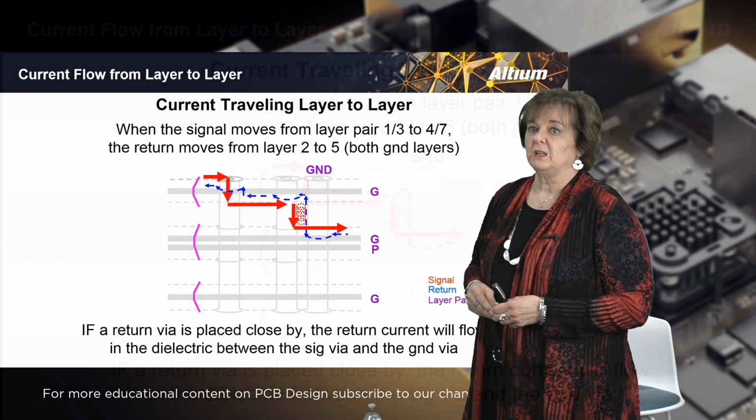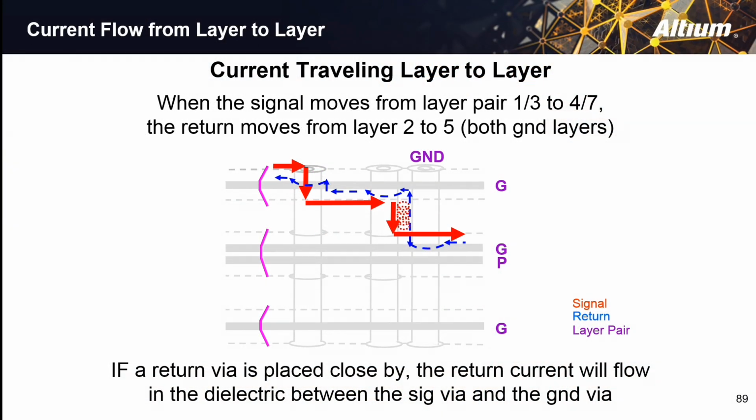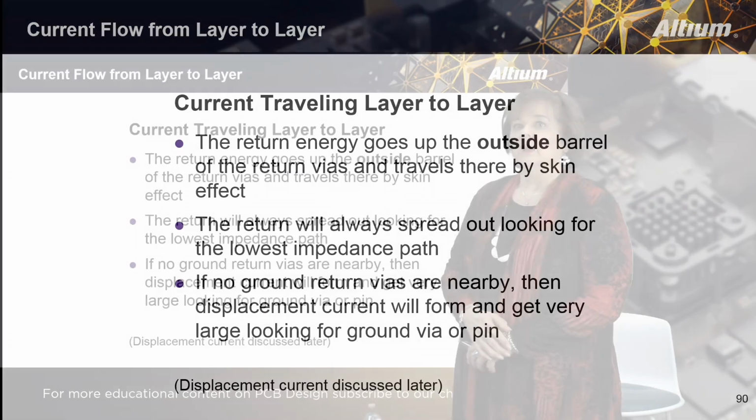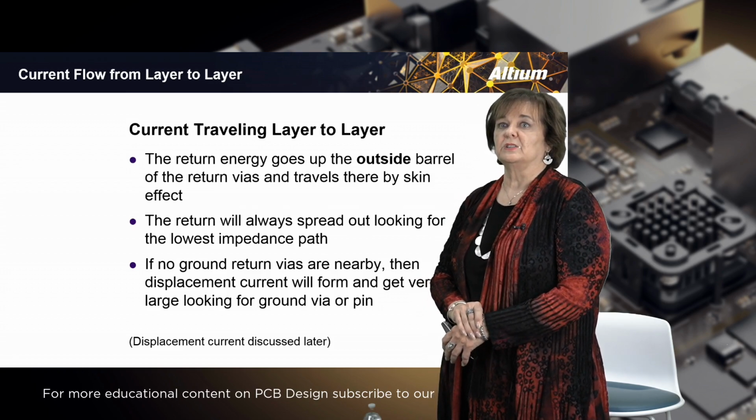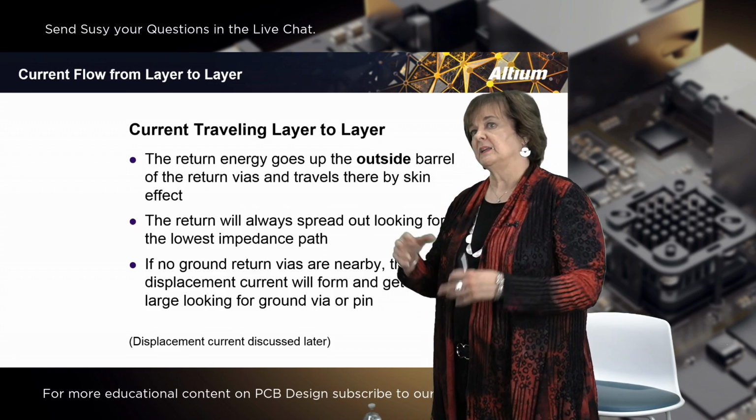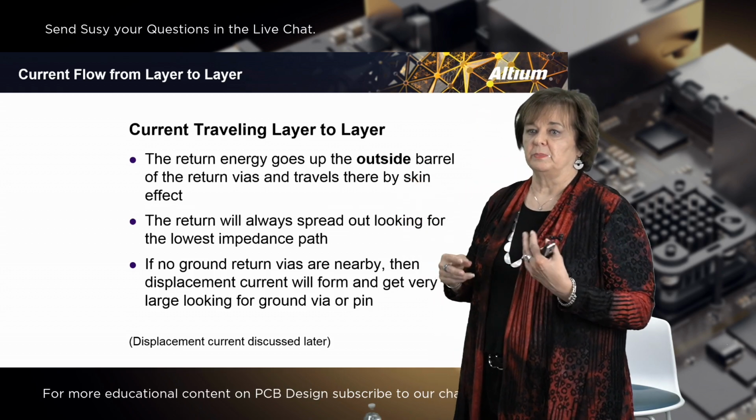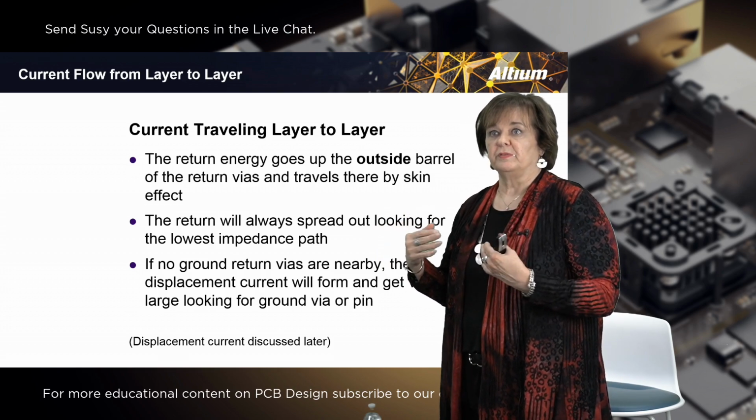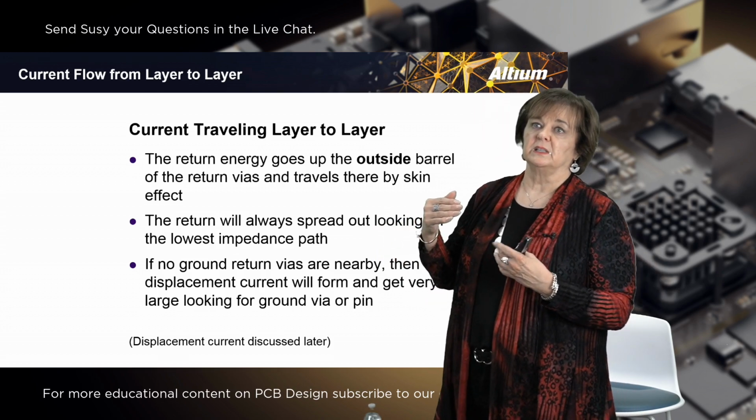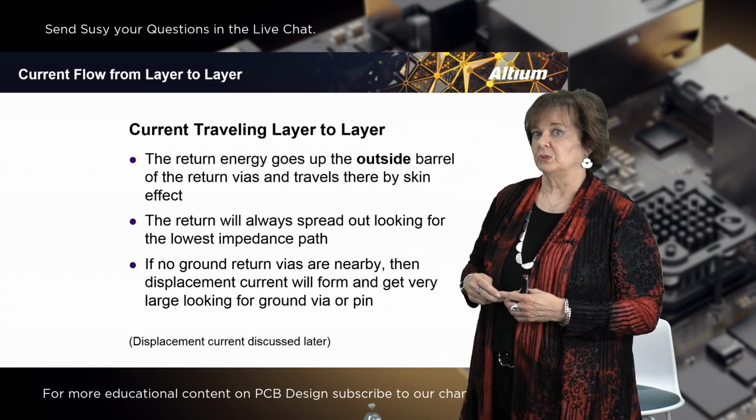If the return via is placed close by, the return current will flow in the dielectric between the signal and the ground via. If it's not placed close by, it will flow on anything that is close by, as shown in those earlier pictures. The return current energy goes up the outside barrel of the return vias and travels there by skin effect, meaning that it barely will go into the edges of the plane and the return path, the signal, but it won't actually move there. It is not in the copper, it is in the dielectric material between those two things.